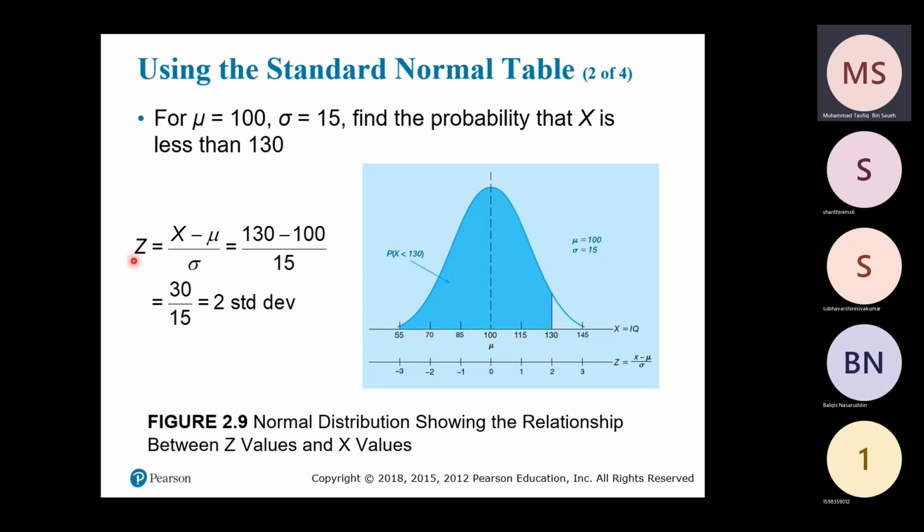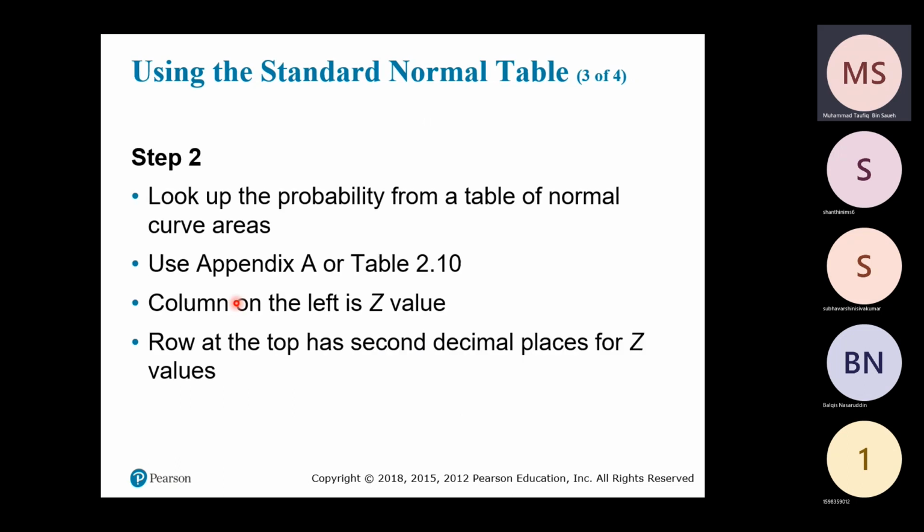So you can calculate the Z value. The Z value is 130 minus the mean value, which is 100, divided by 15, where 15 is the standard deviation value. So you get 30 divided by 15, then you will get 2. So your Z value is 2. That is the first step.